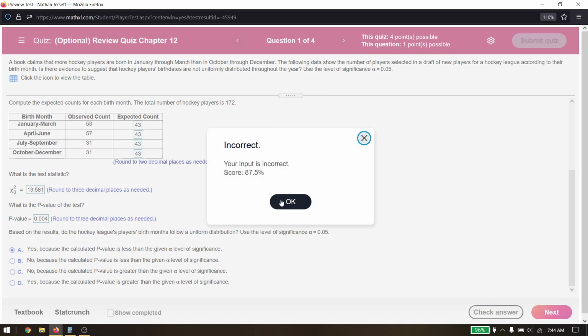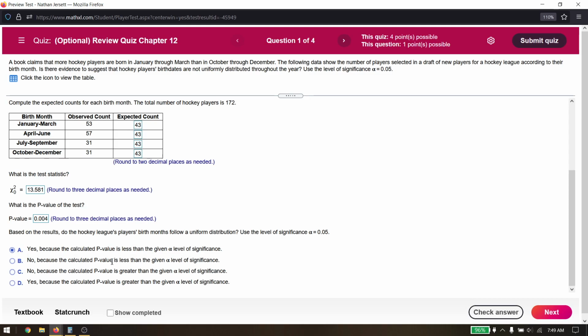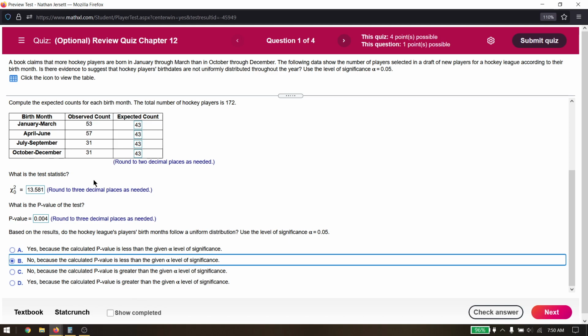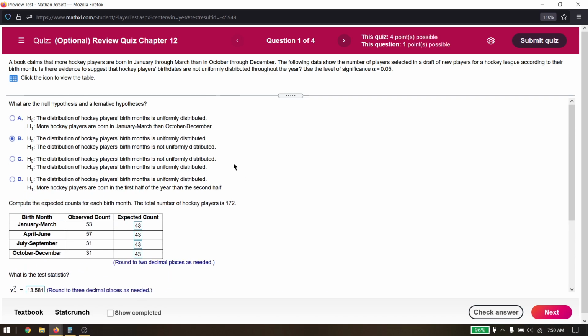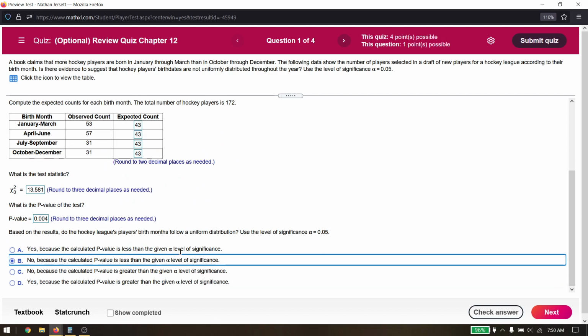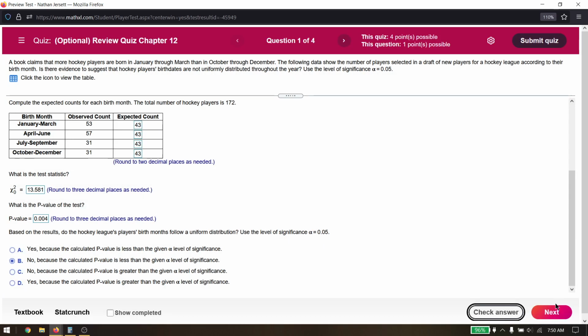Okay. All right, let me see what I did wrong here. Of course, I read the problem wrong. It says, do the hockey players follow a uniform distribution? I thought it was saying, was there enough evidence to reject H not. That's what I was thinking of. So the answer here is no, they do not follow a uniform distribution because we rejected the null hypothesis. So I was thinking, yes, reject the null hypothesis, and then there is significance. It's because the calculated p-value is less than the given level. So point in case to always make sure you read the problem. It may not be exactly what you think. So if you check those answers, that's all correct, and we can move on.